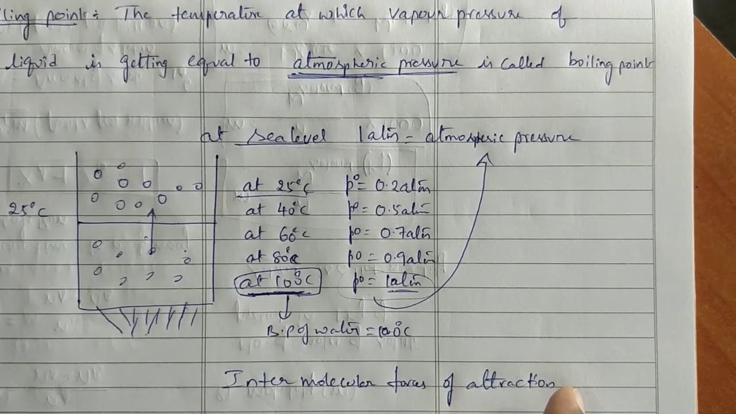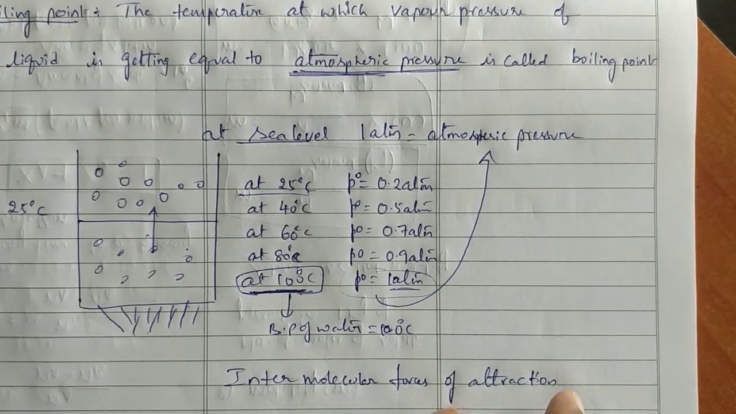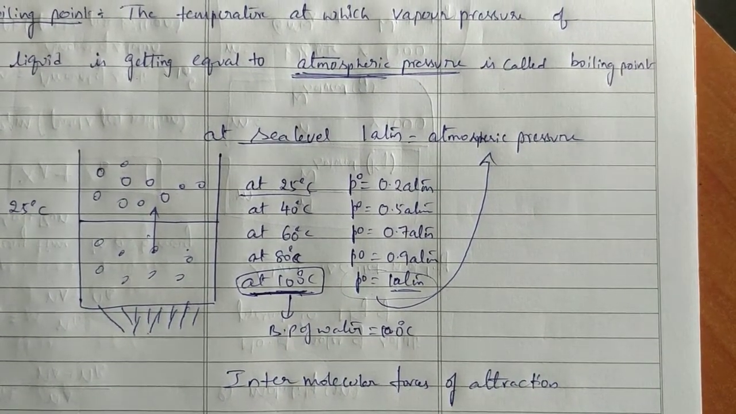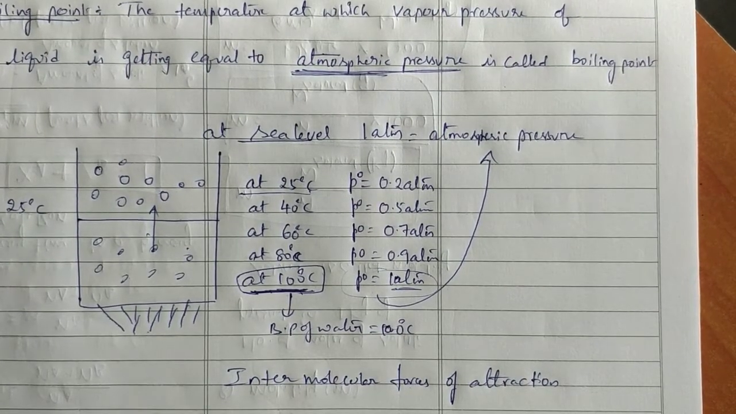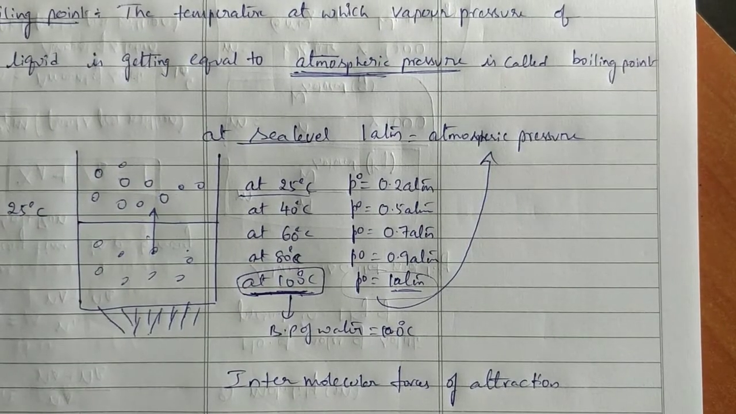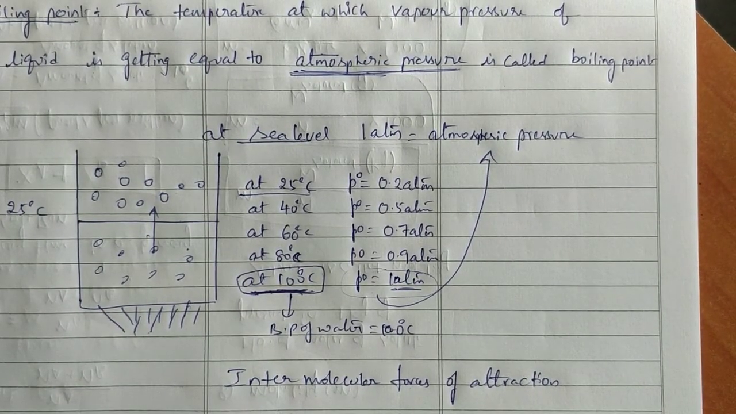Not only at boiling point, at any other temperature also, those two states are in equilibrium. At that condition only we calculated vapor pressure. This is the definition of boiling point. The temperature at which the vapor pressure of a liquid is getting equal to atmospheric pressure is called boiling point.